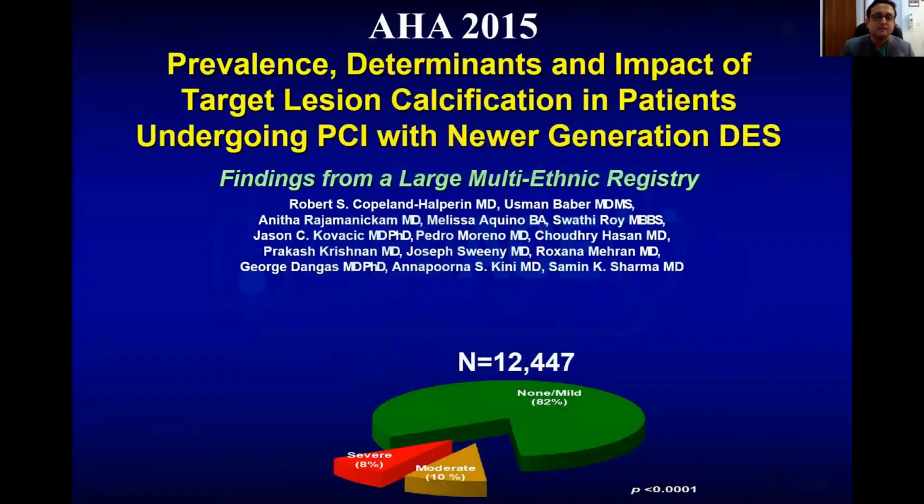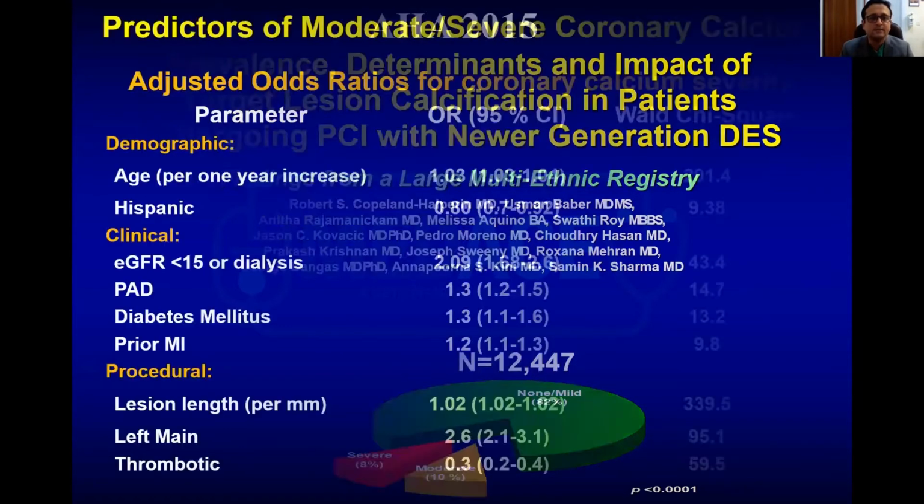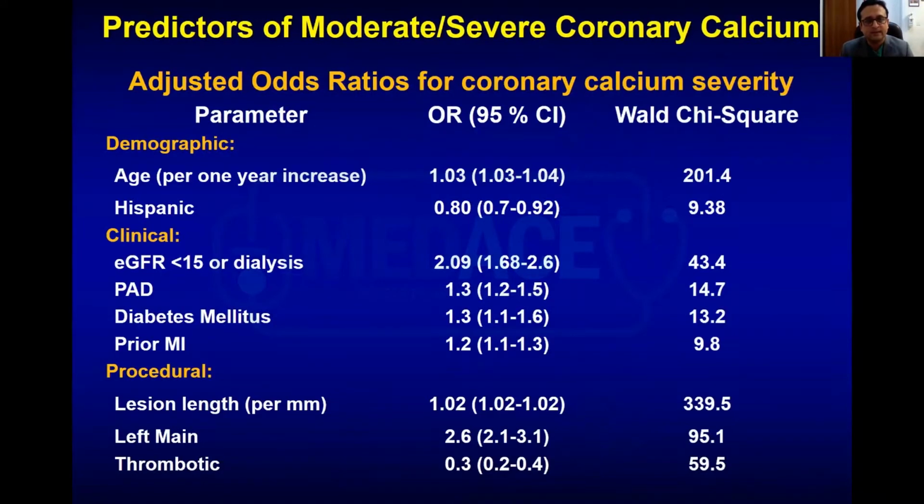And I think all of us would probably agree with it, that this is what we see in our daily practice as well. So this is a registry data published in AHA in 2015, about 12,000 patients. What they observed were that there are some predictive risk factors, which if you have them in your patient, maybe you should be thinking about calcium before you even do the angiography. So obviously with advancing age, Hispanics, not that much of an issue in Pakistan, but whoever is working in US would understand and agree with it.